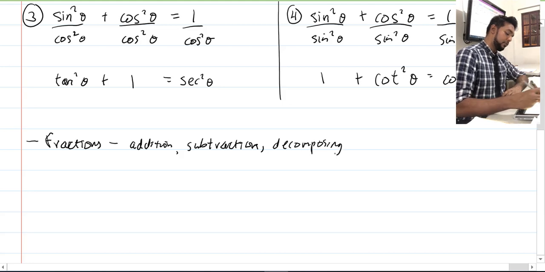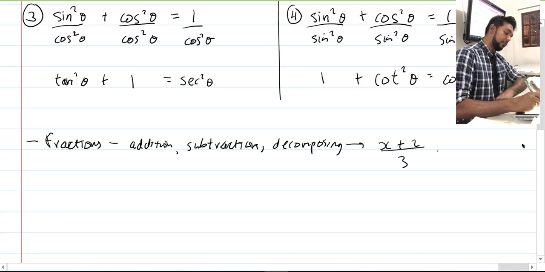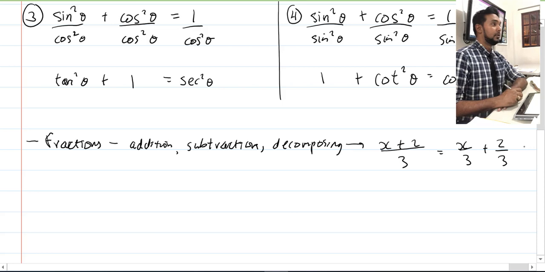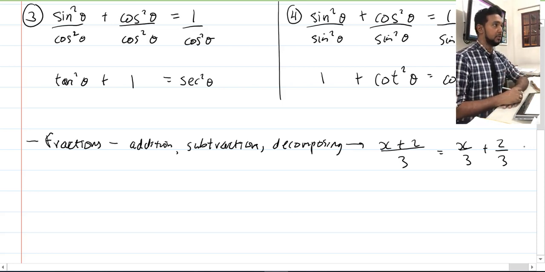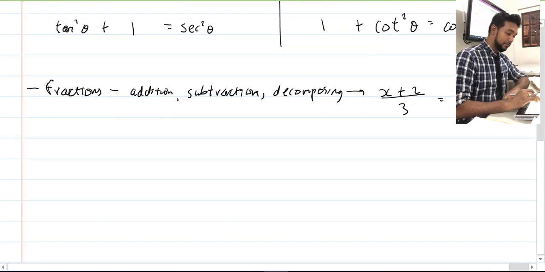Now what I mean by decomposing a fraction, for example, let's say you had (x + 2)/3. You can express each of the items in the numerator over the common denominator. Right? So that's what decomposing a fraction means. If you go on to do pure math, you'll do something called partial fractions. That's real fun.